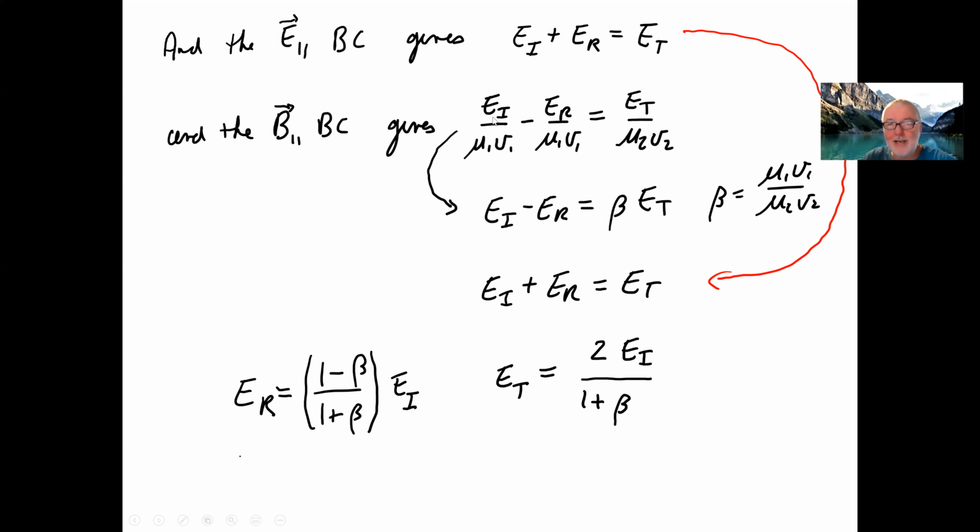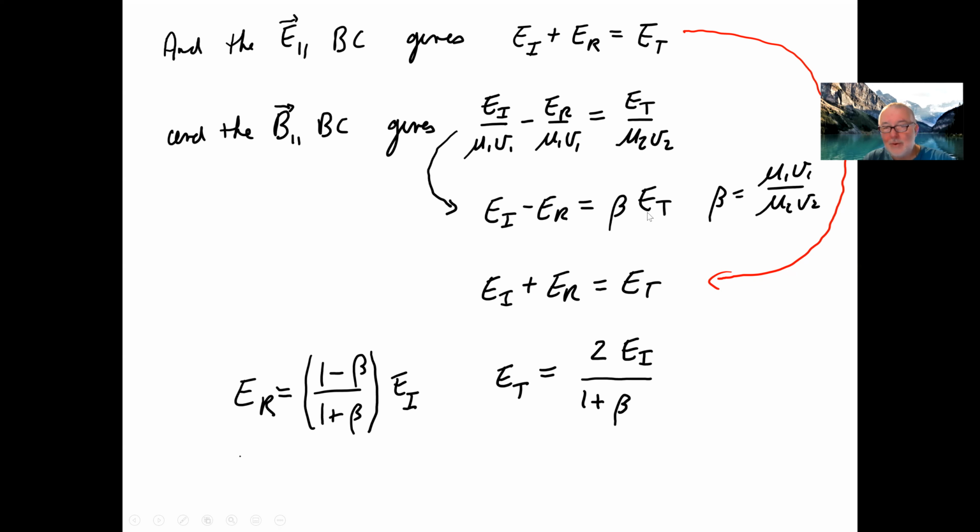E_I plus E_R is equal to E_T. E_I over mu1 v1 minus E_R over mu1 v1 equals E_T over mu2 v2. I can take this and rewrite it as E_I minus E_R is equal to beta E_T, where beta is equal to mu1 v1 over mu2 v2. And then I can take this boundary condition, rewrite it down here, and take these two equations and add them up, and what I get is E_T is equal to 2 E_I over 1 plus beta.